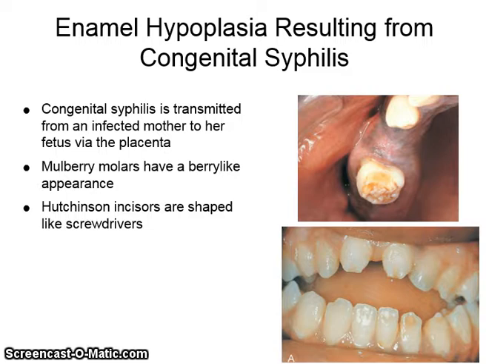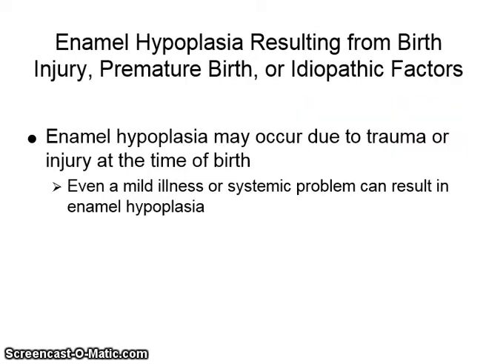Enamel hypoplasia can also be the result of congenital syphilis, which is transmitted from an infected mother to her fetus via the placenta. Mulberry molars have a berry-like appearance, as you can see here, and Hutchinson's incisors are shaped like screwdrivers. Enamel hypoplasia may occur due to trauma or injury at the time of birth. Even a mild illness or systemic problem can result in enamel hypoplasia.